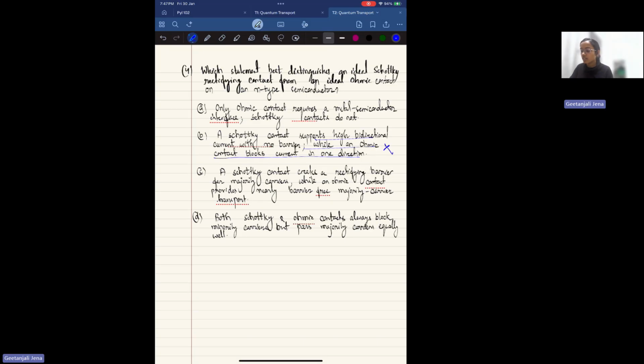Option C, Schottky contact creates a rectifying barrier for majority carriers, while an ohmic contact provides nearly barrier-free majority carrier transport, which is correct because Schottky is unidirectional, so it's also a rectifying barrier. Option D, both Schottky and ohmic contacts always block minority carriers but pass majority carriers equally well, which is not correct because Schottky supports unidirectional current. So the correct option is option C.